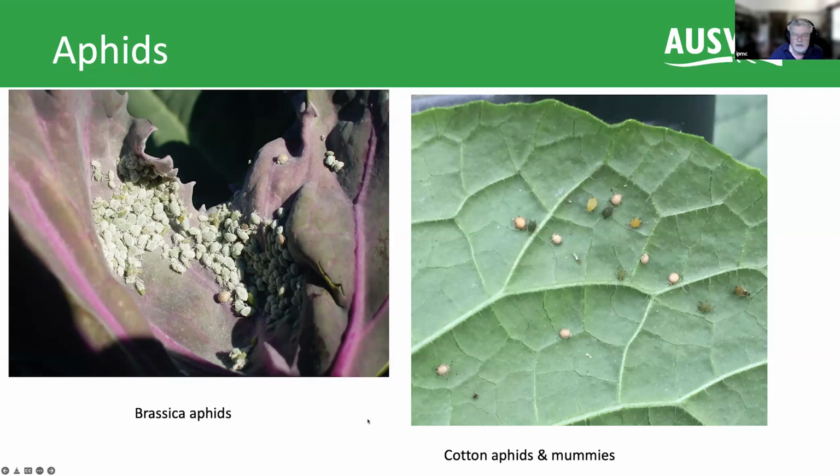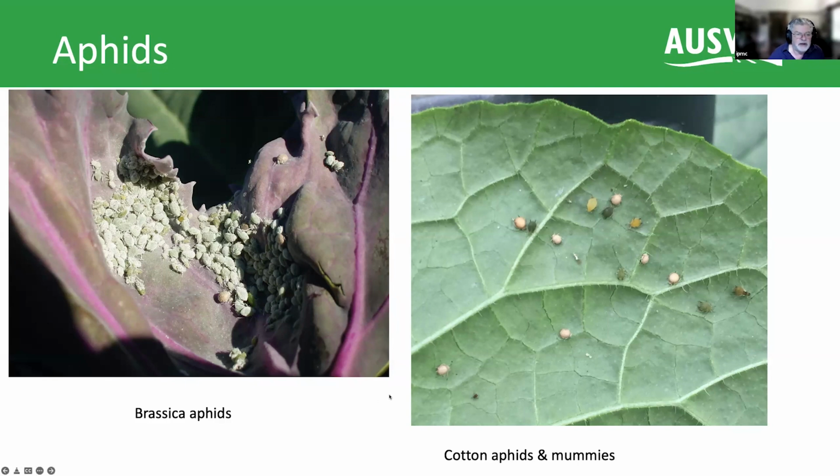They all have a variety of parasitic wasps that will attack them. And as you can see on those cotton aphids on the right-hand side, the brown extended papery ones are what we call mummies. They're aphids that have been parasitized by a small wasp, and as the wasp develops inside the aphid, it eats it out and just leaves this papery body behind.